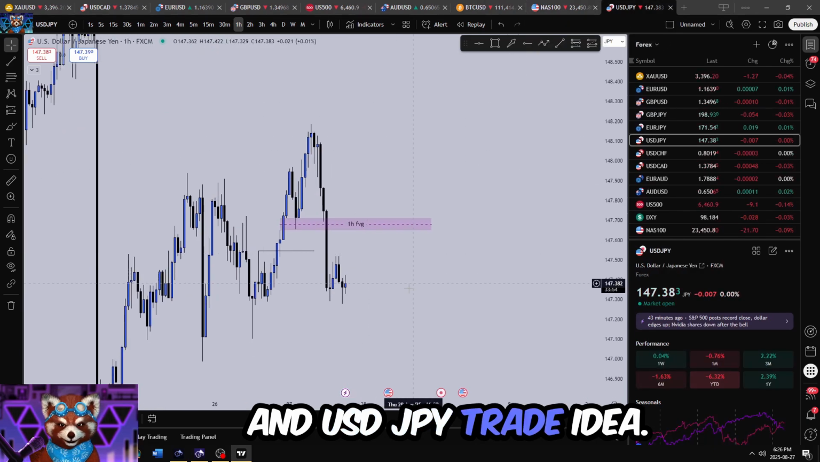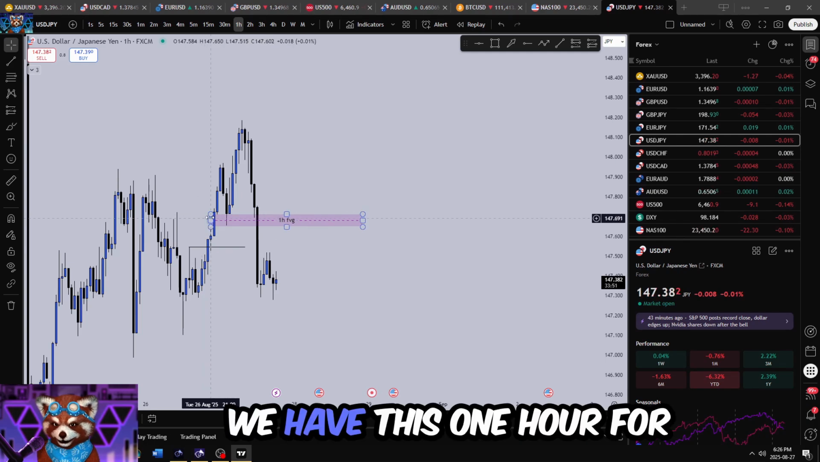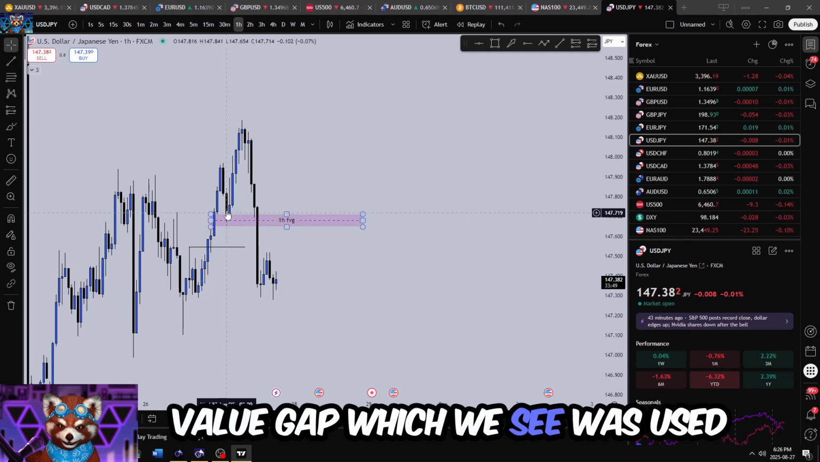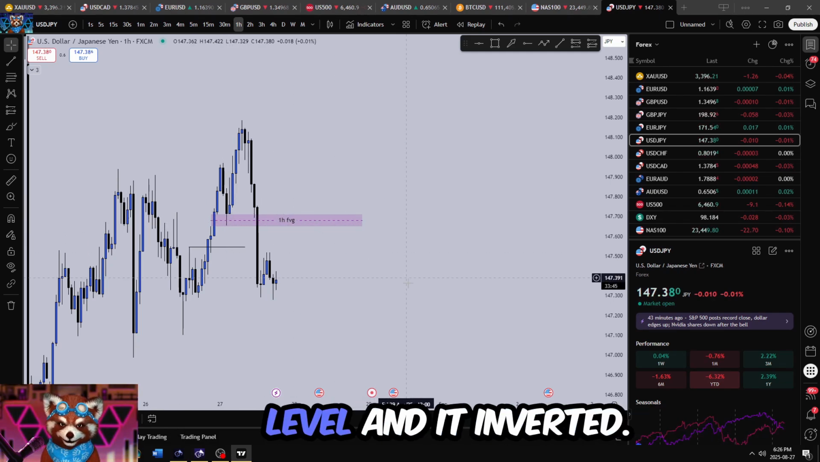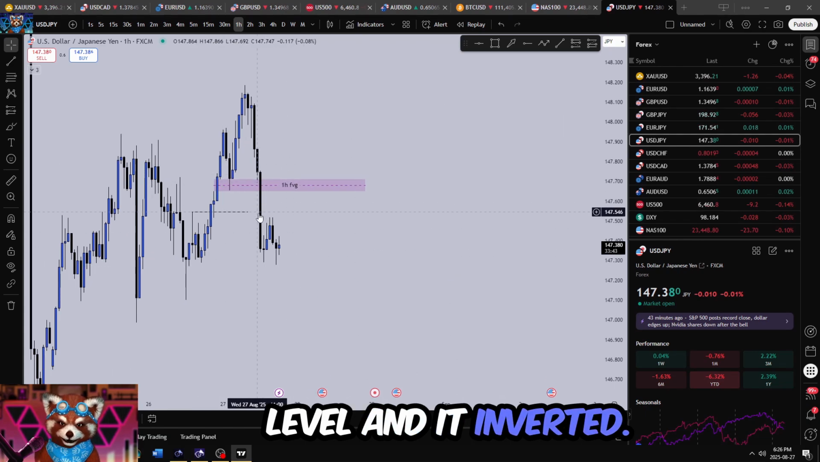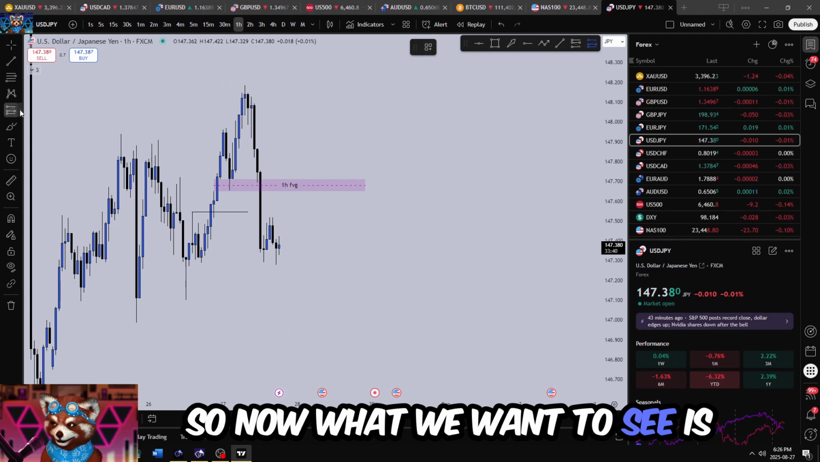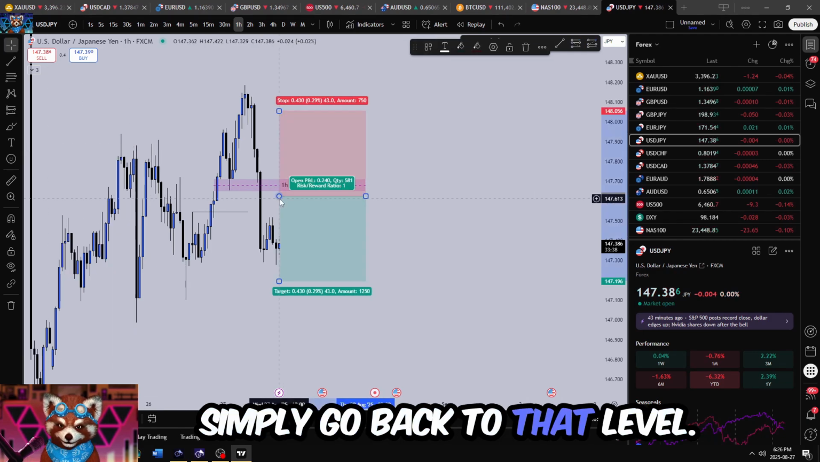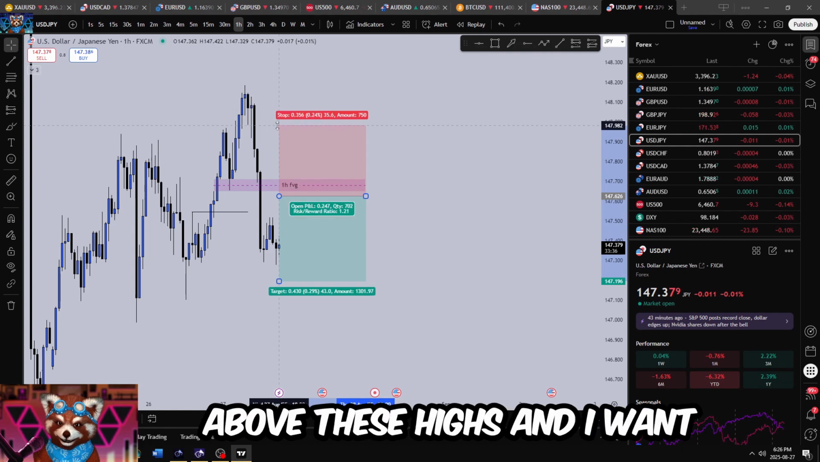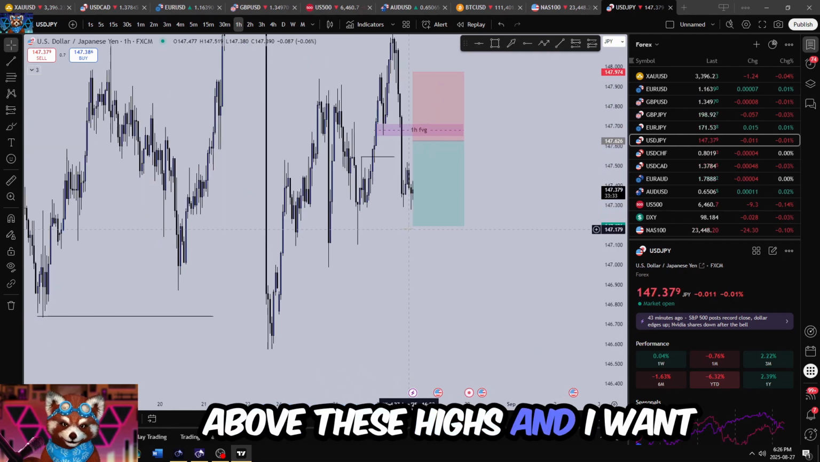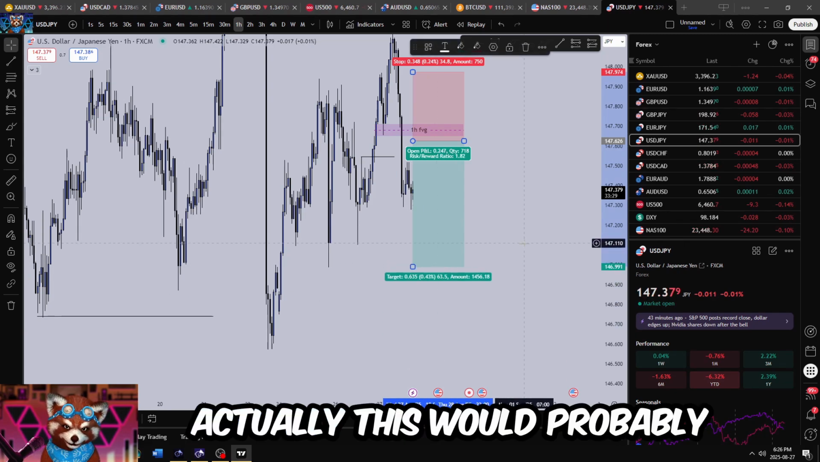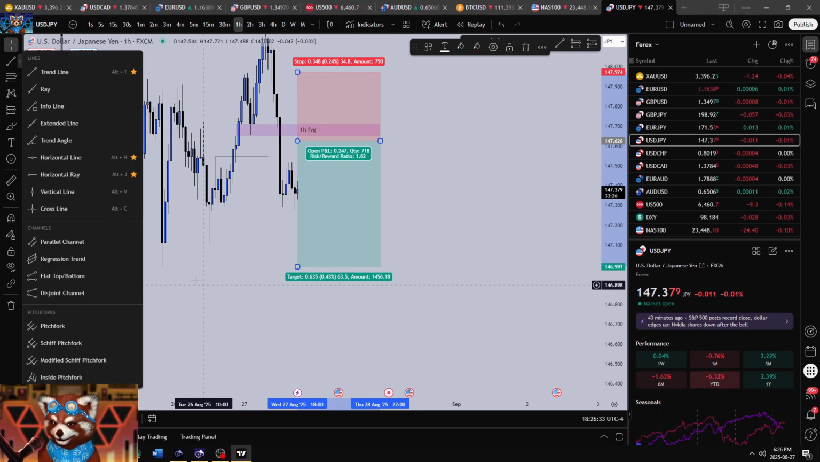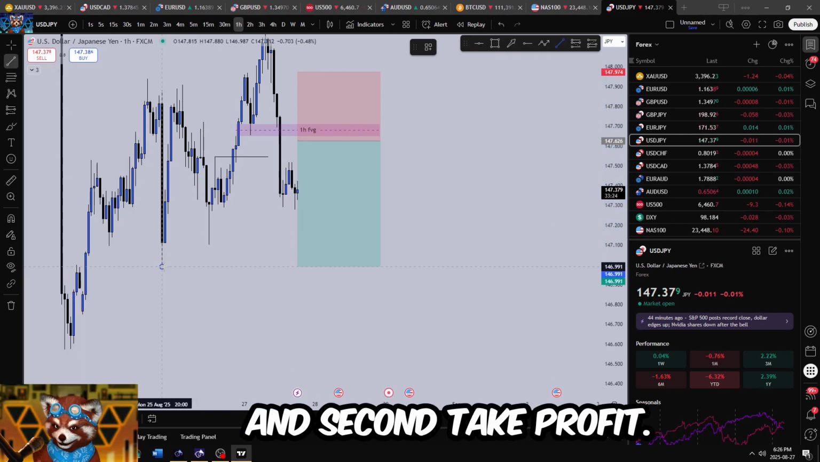USD JPY trade idea. We have this 1 hour fair value gap, which we see was used as a support level, then a resistance level, and it inverted. So now what we want to see is simply price go back to that level. We want to put the stops above these highs, and I want to target these lows. Actually, this would probably be my first take profit, and this my second take profit.